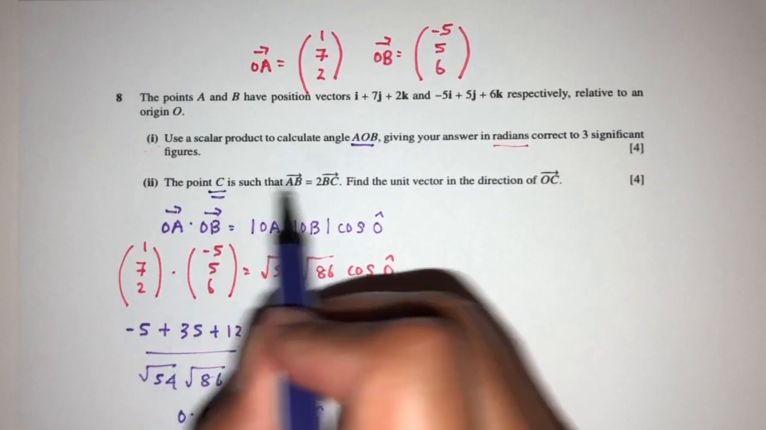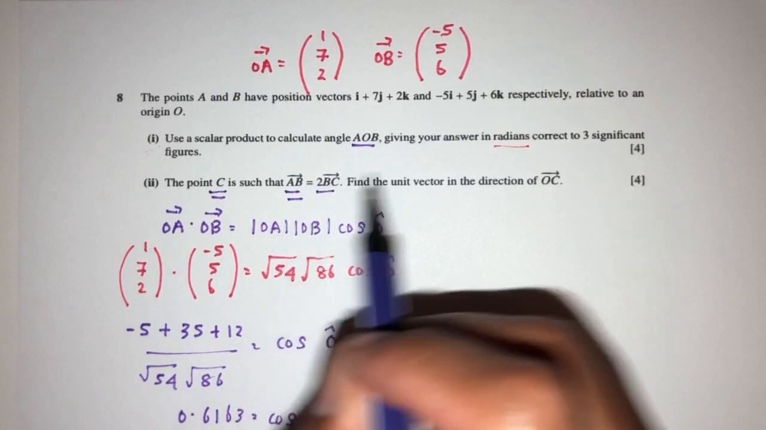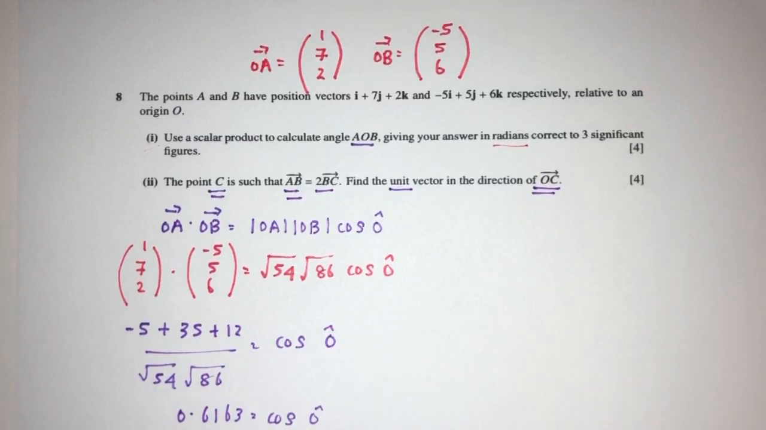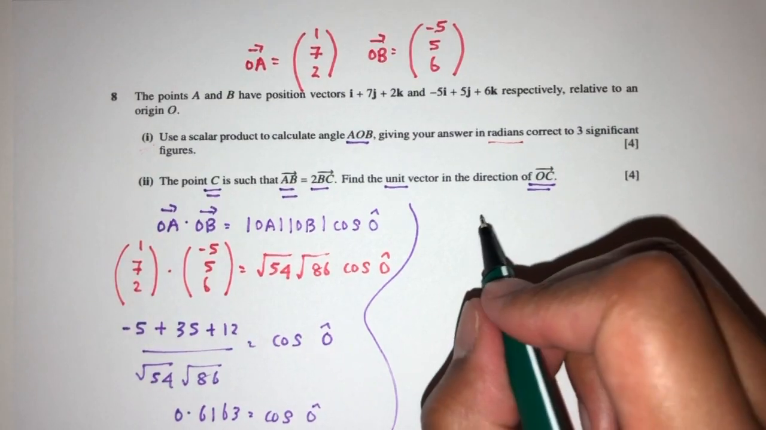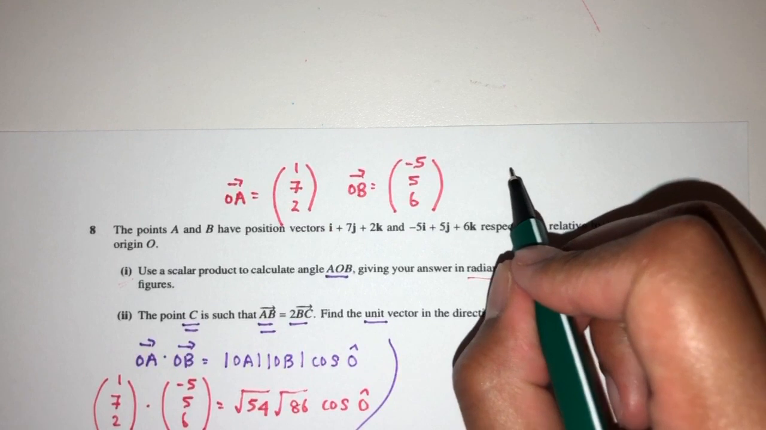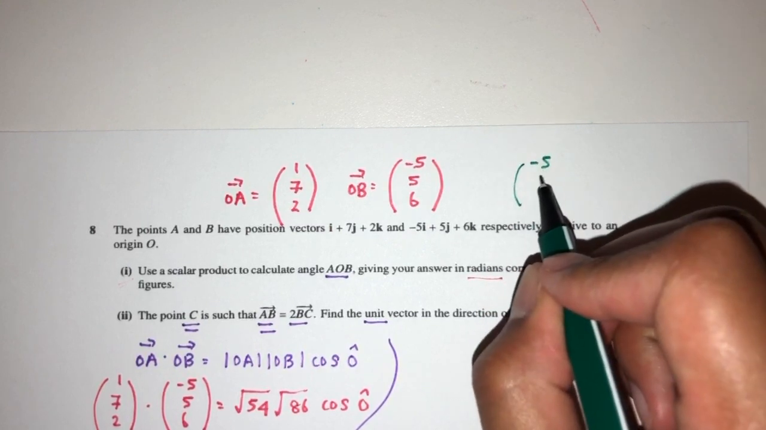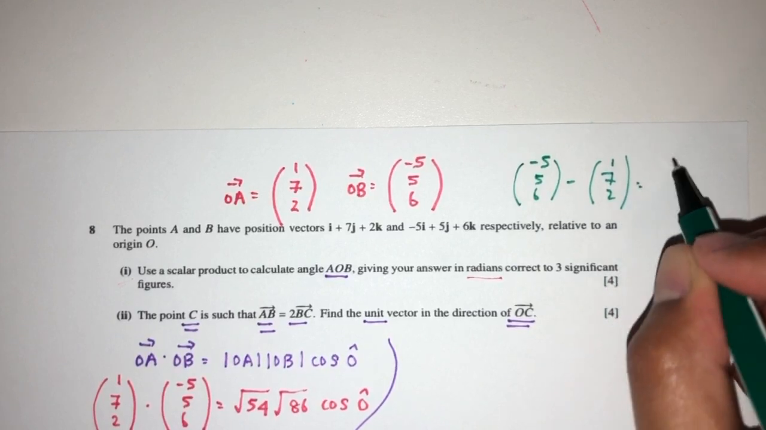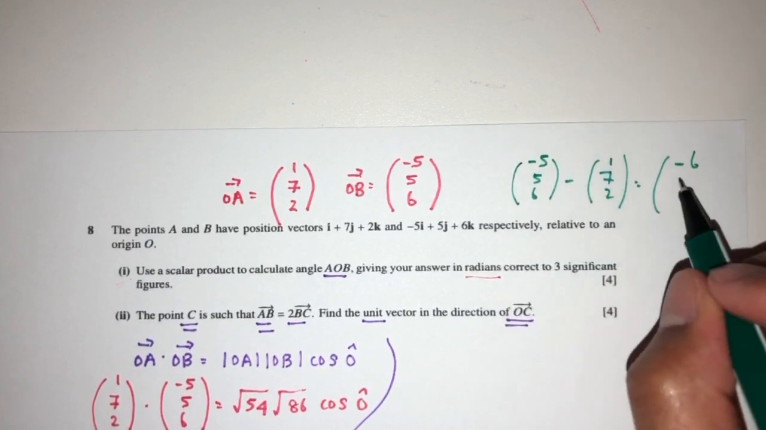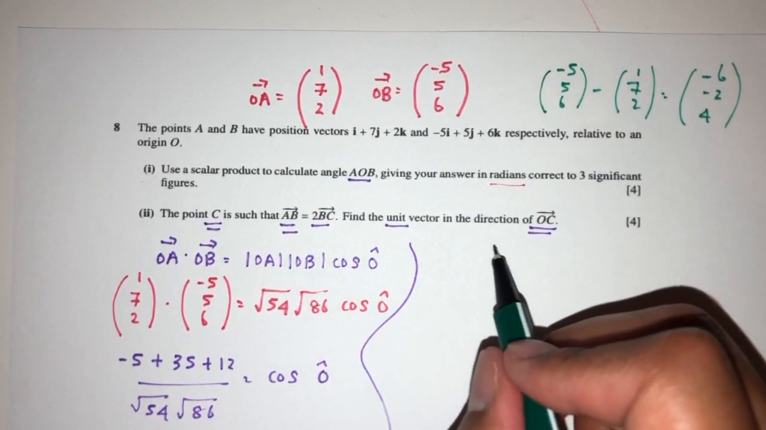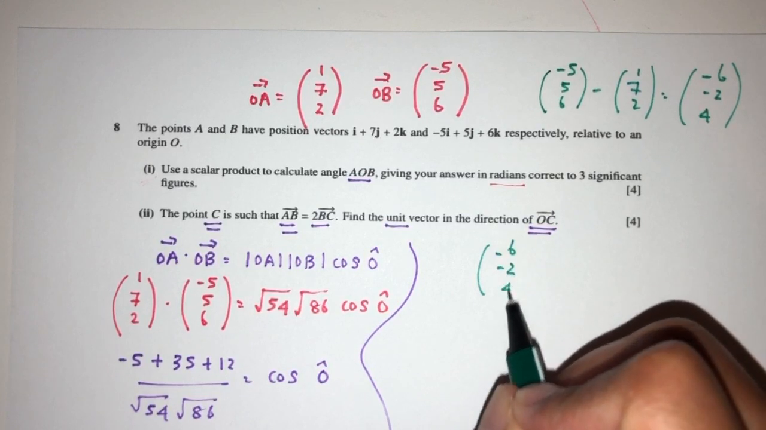The point C is such that we have this equation. Find the unit vector in direction of OC. So let's first find OC, right? So here we have what? Let me separate those two. I have AB here. AB is given to you by OB minus OA, so let's find this first. That'll be -5 minus 1 will be -6, 5 minus 7 will be -2, and 6 minus 2 should be 4. So AB is given to you by this, which is -6, -2, 4.